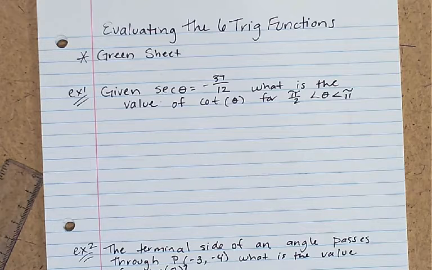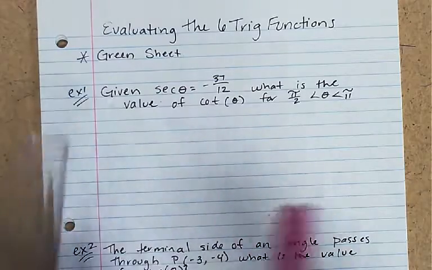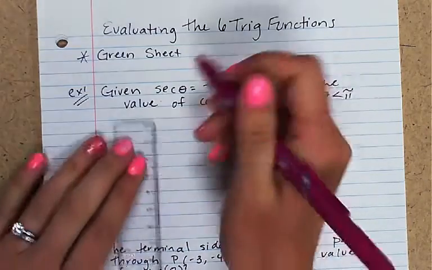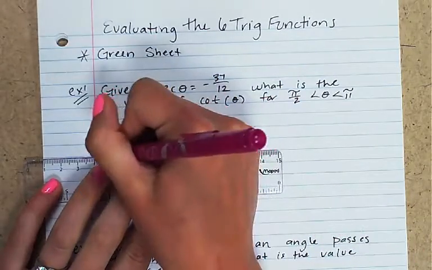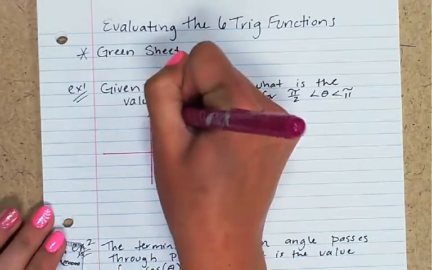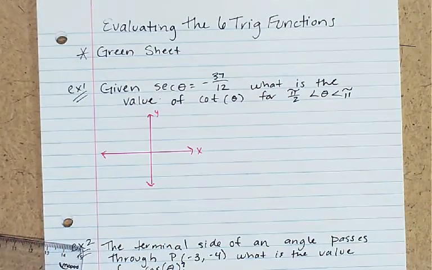So this example 1 says, given that secant theta equals negative 37/12, what is the value of cotangent theta for pi over 2 is less than theta less than pi? So let's go ahead and draw an x and a y axis here. And what I'm going to do is similar to what I did in the last video notes. I'm going to set up a triangle to help me out.